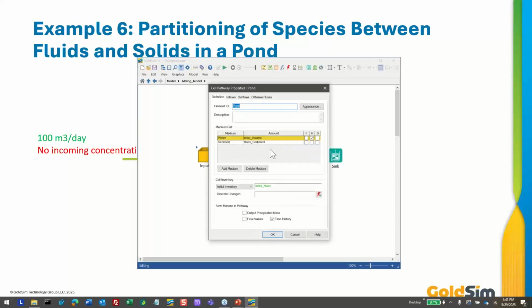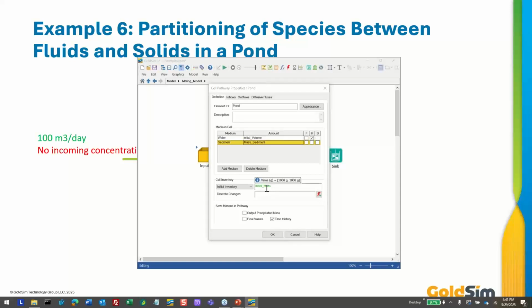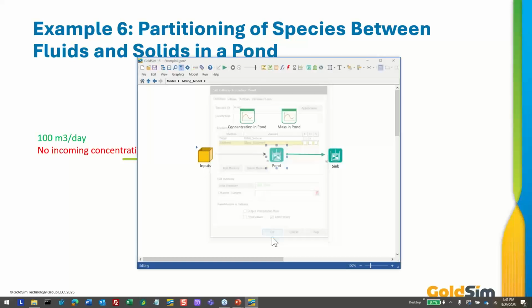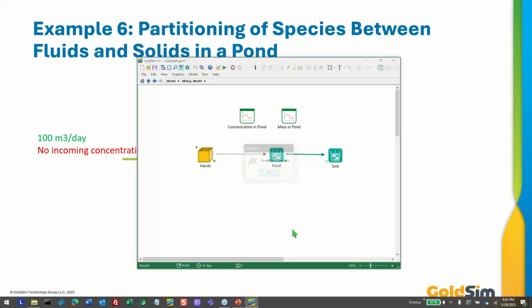And if we look at my pond, I've said I've got an initial volume of water and an initial mass of sediment, and they're constant. And I have an initial mass of each species that just starts inside the cell. So if we run this model, let's first look at the mass in the pond.